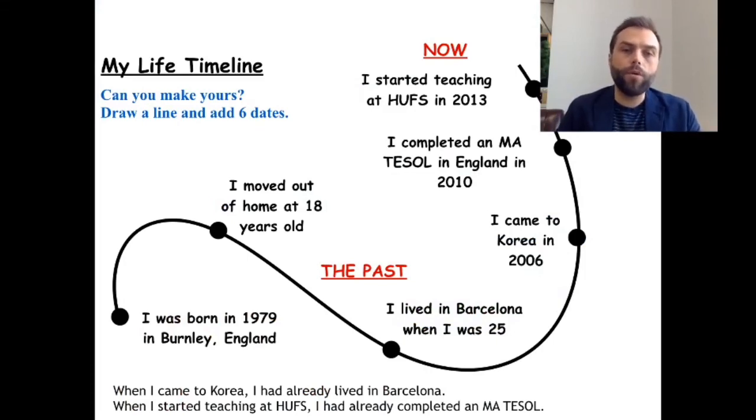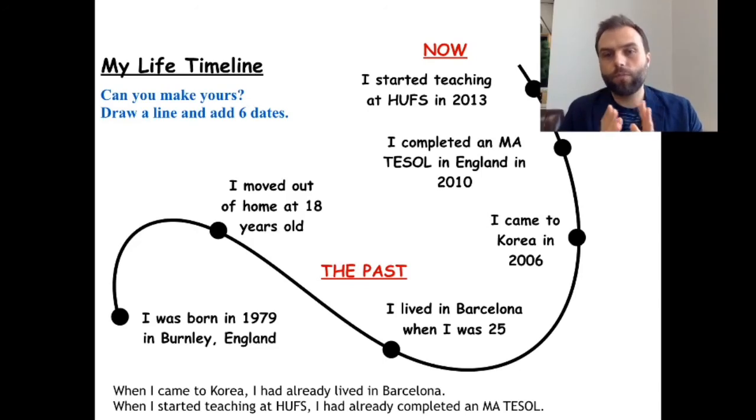Starts when I was born in 1979 in Burnley in England. I moved out of home when I was 18 years old. I lived in Barcelona when I was 25. I came to Korea in 2006. I completed an MA TESOL in England in 2010, and I started teaching at Hufs in 2013. So here are 6 points on my timeline. So what I want you to do is make a timeline with around about 6 dates from your life.